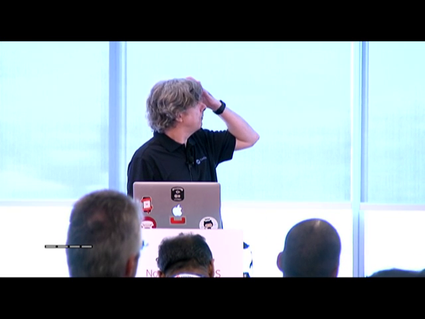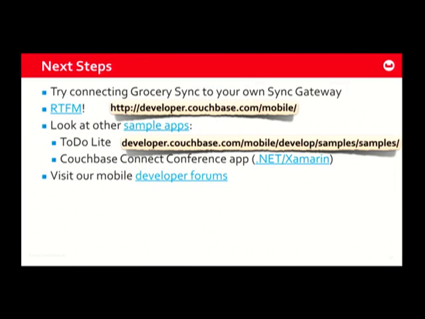We have a bunch of documentation online. We have a bunch of other sample apps online. ToDo Lite is sort of the next one up. It's similar to Grocery Sync, but it has a lot of features like multiple to-do lists. It supports multiple users, so you can share to-do lists with other people. You can keep your own to-do lists private from other people's. And as Wayne said before, the Couchbase Connect conference application was actually built using Couchbase Mobile by people at Firefly. And the source code to that is available as open source.